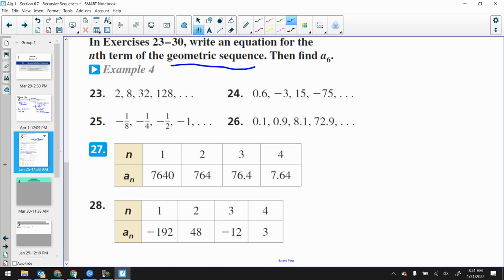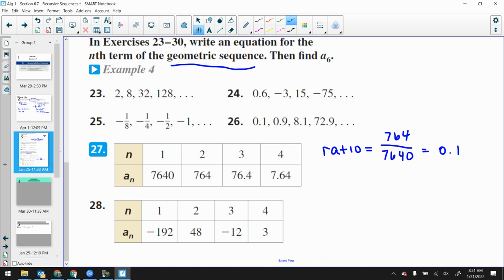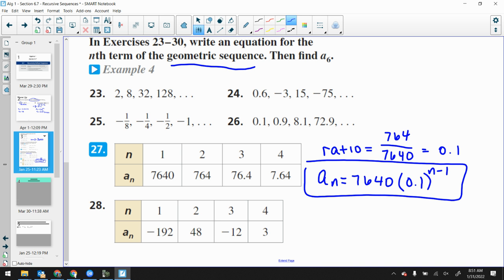Oh, yeah. Okay, so if I need to find the ratio, it is equivalent in this one to 764 over 7,640. So let's see what that comes out to be. 764 divided by 7640 is 0.1. So my ratio is 0.1. I know that this is geometric, so I'm going to use this formula. I say a sub n is equal to a sub 1, which is 7640, times the ratio to the n minus 1 power. There's half of my answer.